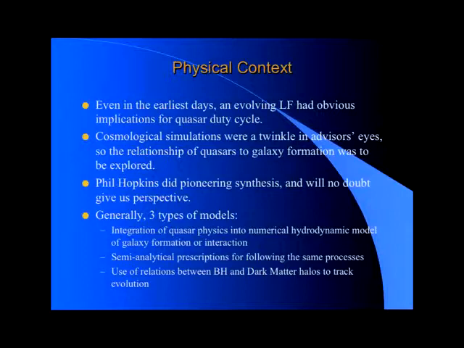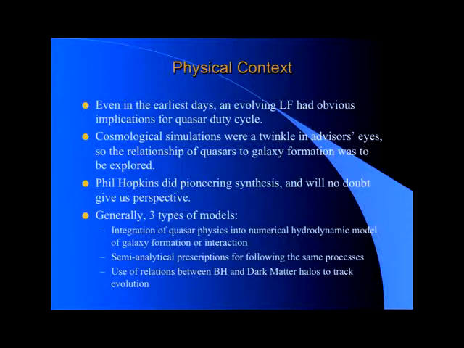Okay, so the other thing that's new in this field is that with the sophistication in computational astrophysics, you can now actually say what all these quasar demographics mean in terms of galaxy formation, in terms of what's going on in the earliest universe. Phil Hopkins was a real pioneer in this, and there is now a really rich literature talking about it. There are three types of models.